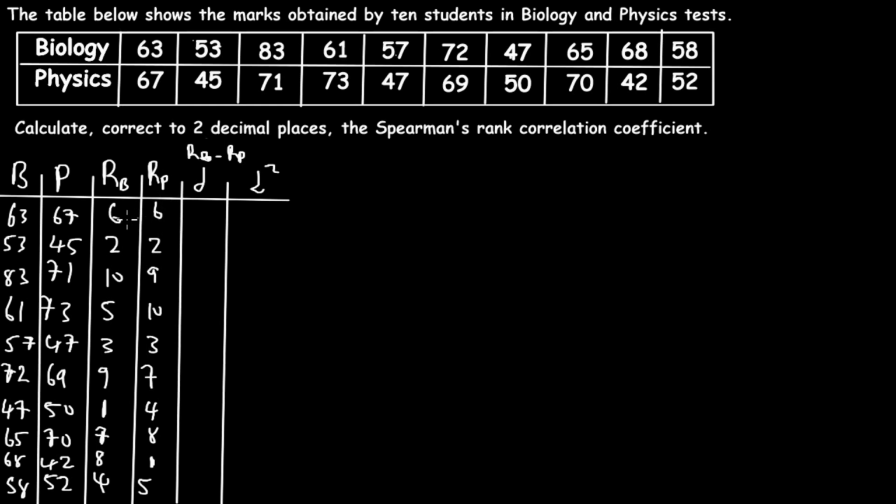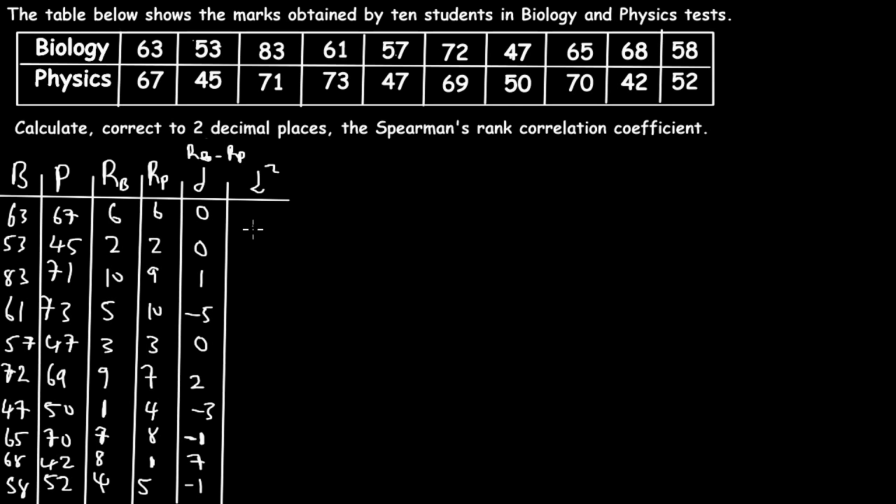Next is to take the difference. 6 minus 6 is 0. 2 minus 2 is 0. 10 minus 9 is 1. 5 minus 10 is minus 5. 3 minus 3 is 0. 9 minus 7 is 2. 1 minus 4 is minus 3. 7 minus 8 is minus 1. 8 minus 1 is 7. 4 minus 5 is minus 1.